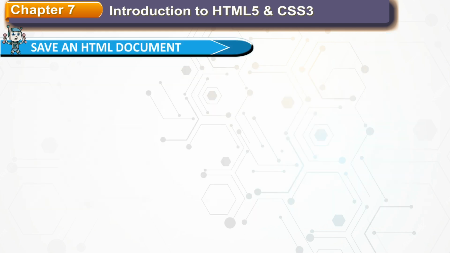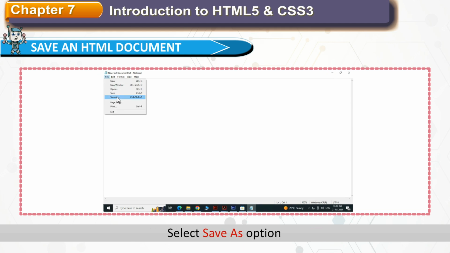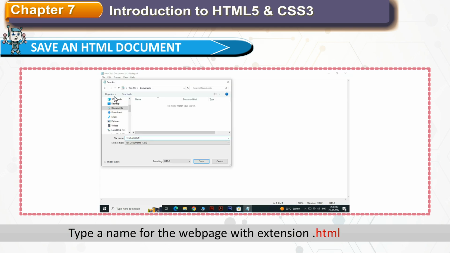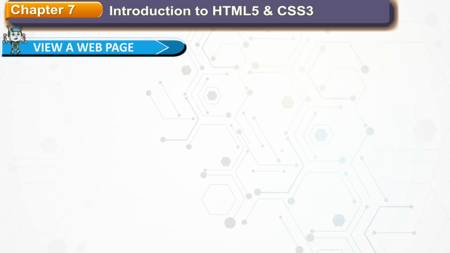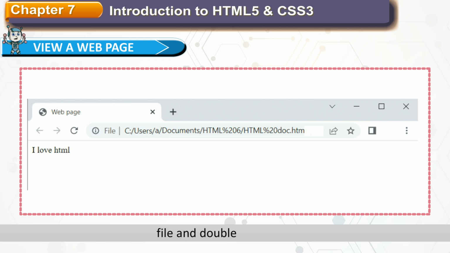Save an HTML document. To save an HTML document, click on the File menu, select the Save as option. Type a name for the web page with extension .html or .htm to save a document. Click on the Save button. View a web page. To view a web page in the browser, find the saved file and double-click on it.